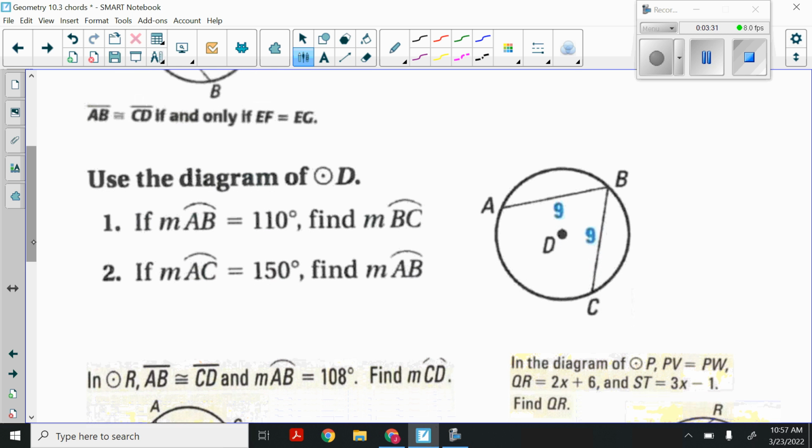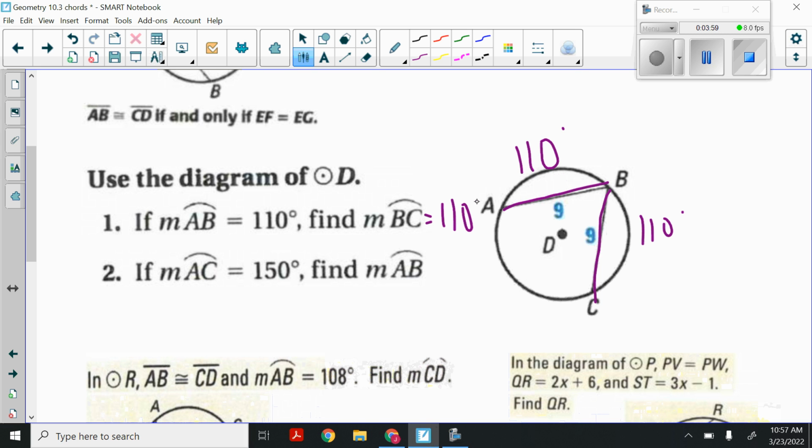All right, so let's try some problems out using all of the stuff we just talked about. It says use the diagram of circle D. If the measure of arc AB is 110, so this is 110, find the measure of arc BC. I see that they have the same chord, right? That chord is 9, this chord is 9, and that means that their arcs are going to be congruent. So this would be 110 degrees.